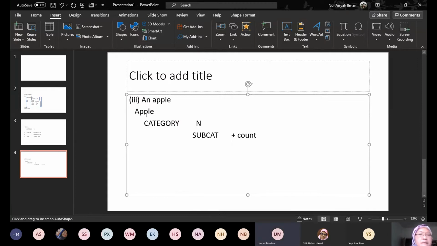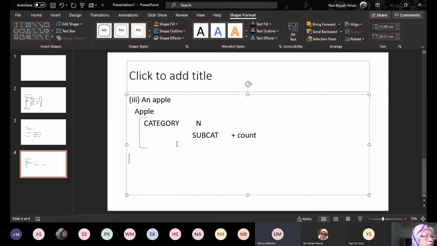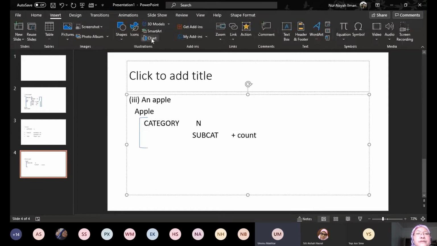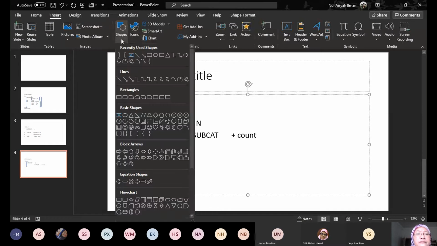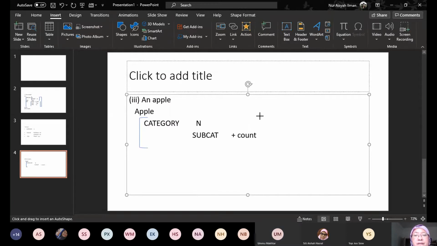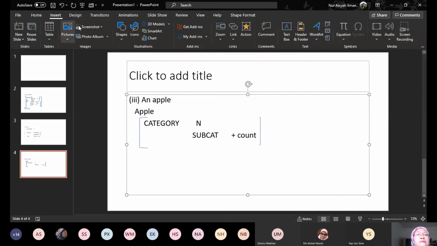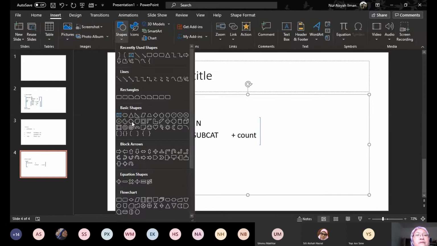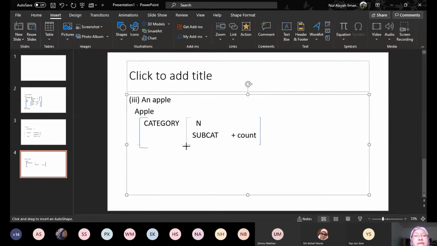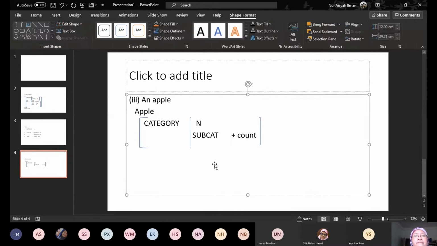Doctor, so animacy is apa? Not macam mana? We can just not put it there, if it's not in focus. If it's not the focus, then we don't have to put lah. Okay. So like that.